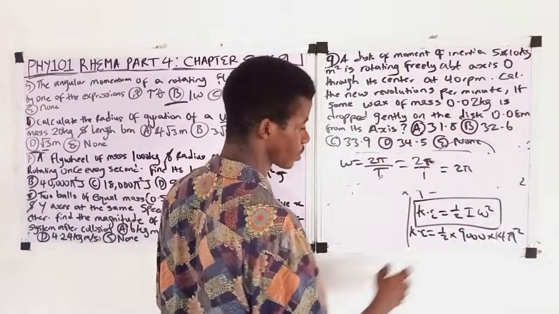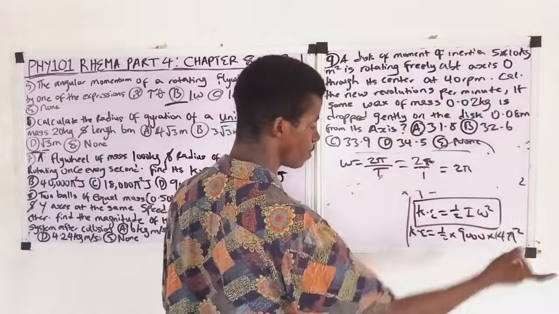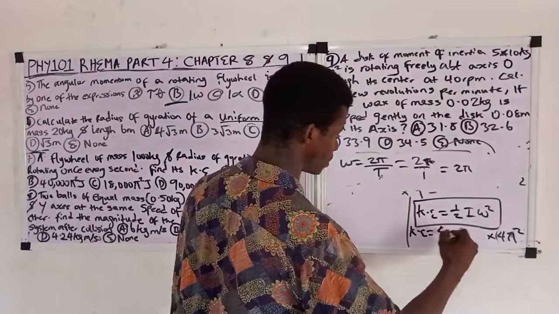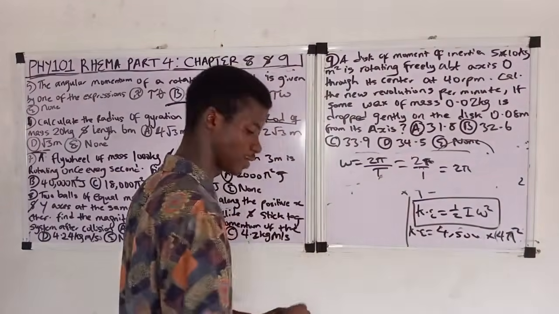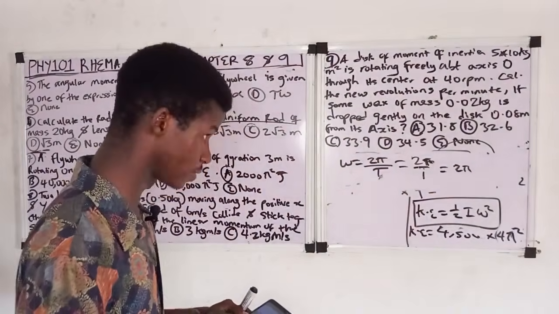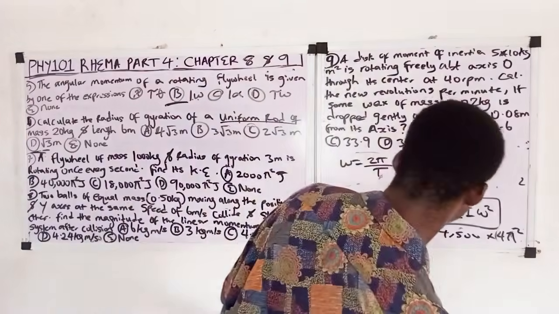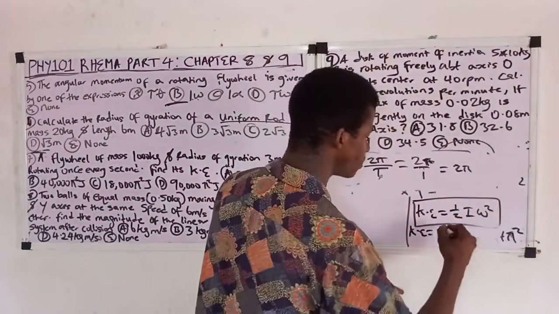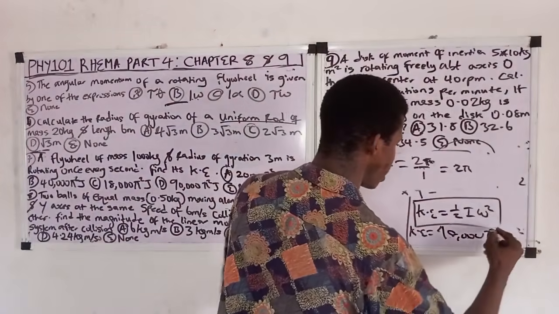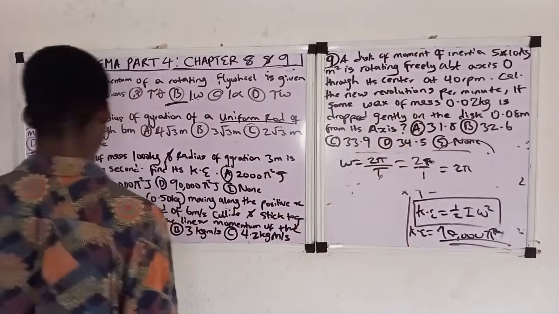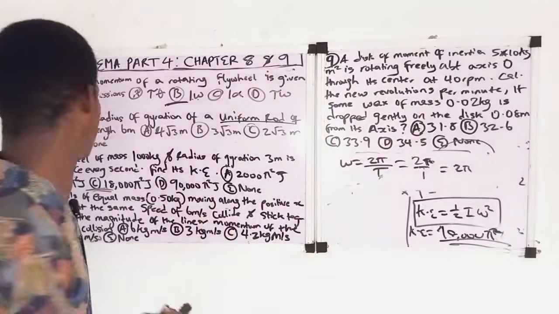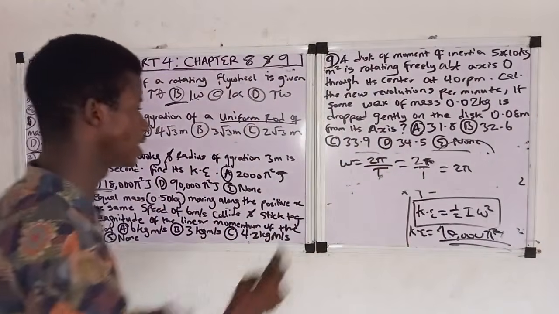So half times 9,000 times 4 pi squared. Half times 9,000 is 4,500. Now 4,500 times 4 is 18,000. So everything will be 18,000 pi squared. This is our answer, which is option C. So it's very easy. Now let's do question 8.